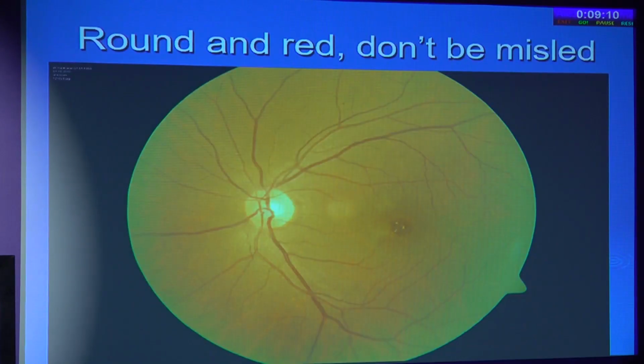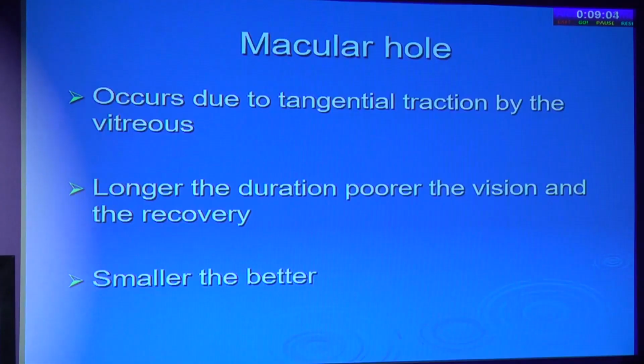And if you see this round and red lesion in the fundus, you should not be misled thinking it is normal. Definitely it's a macular hole. So again, sometimes it can be missed on your indirect ophthalmoscopy. You need a 90D or a 78D to recognize it, especially the small ones. It occurs due to tangential traction by the vitreous.